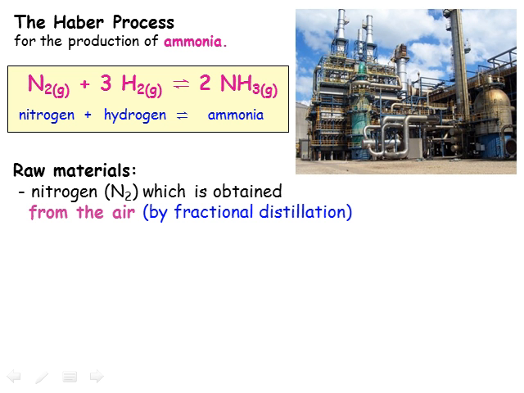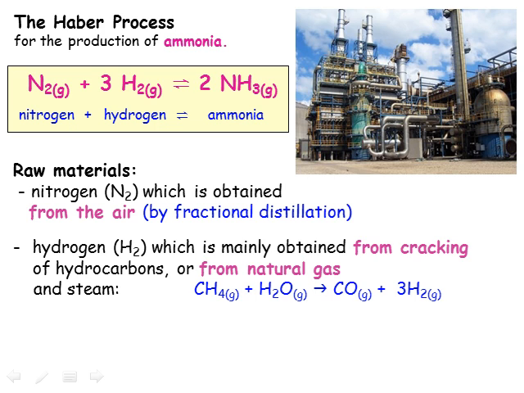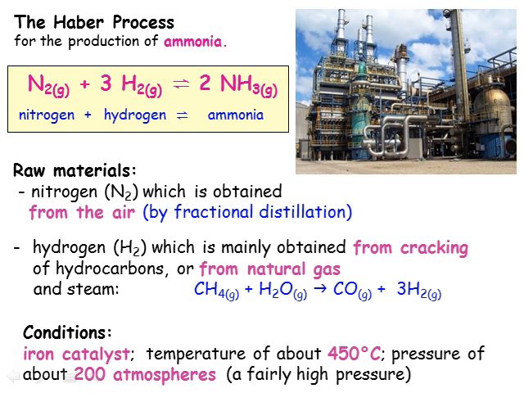The Haber process is used in industry to produce ammonia. The raw materials for making ammonia are nitrogen from the air and hydrogen, which can be made from natural gas and steam, or as a waste product of the petrochemical cracking that we met in the organic chemistry topic. We also use an iron catalyst and do the reaction at a temperature of 450 degrees C and a pressure of 200 atmospheres, which is 200 times our normal atmospheric pressure.